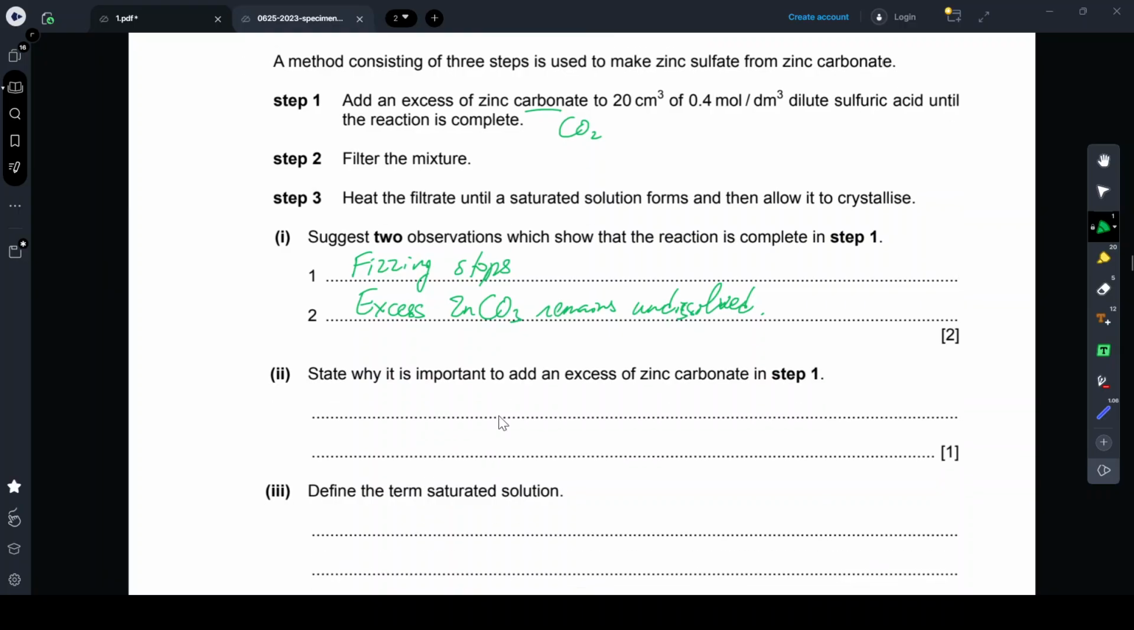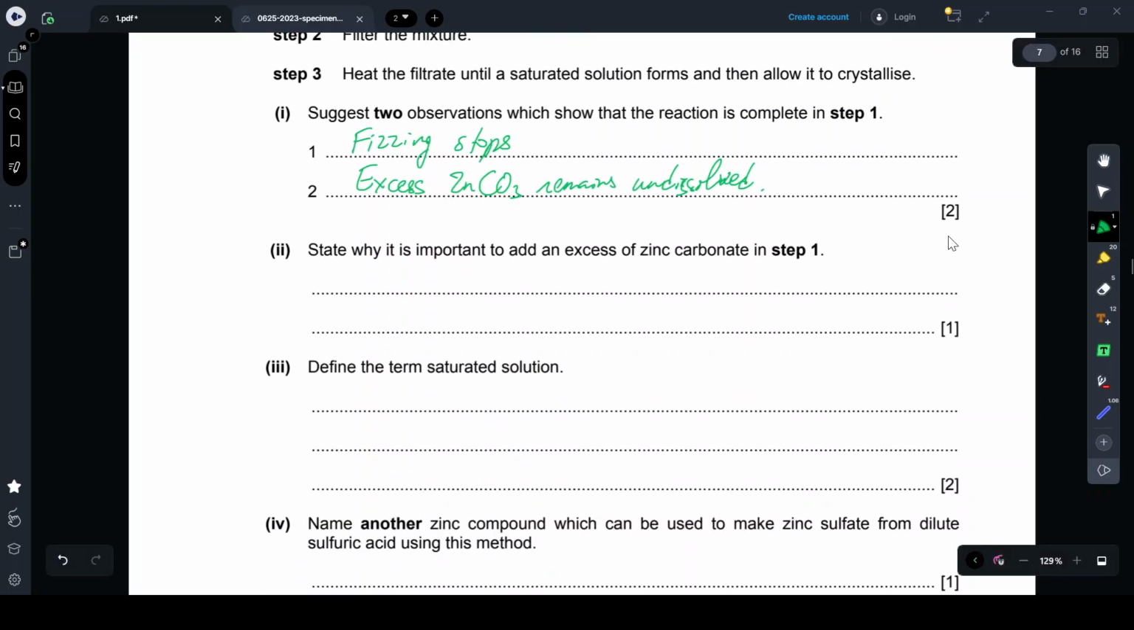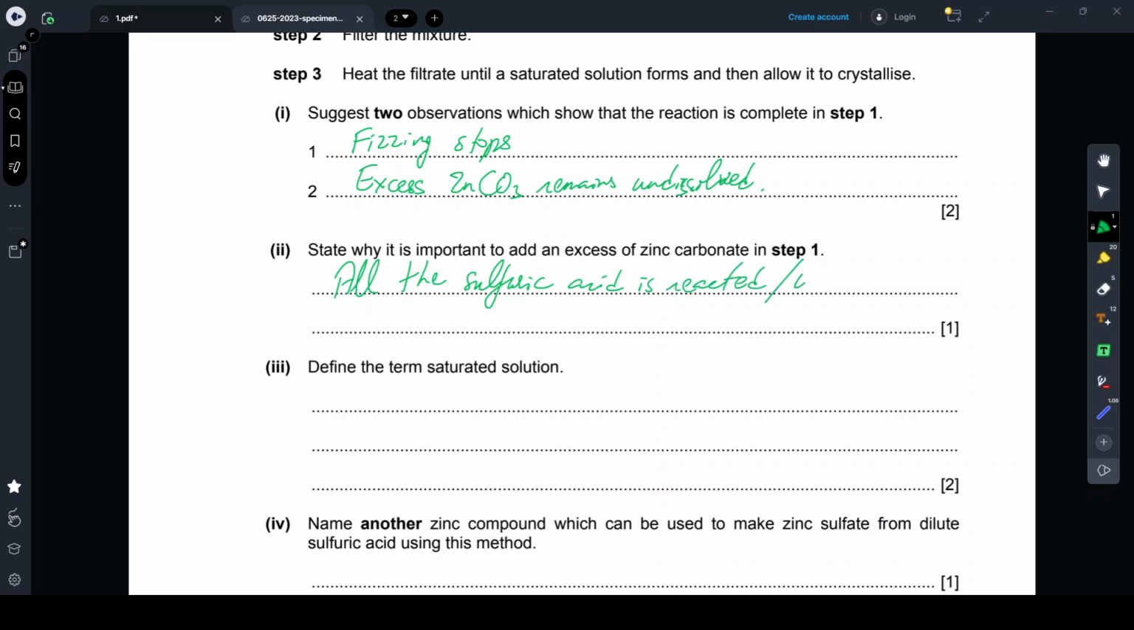Alright, state why it is important to add an excess of zinc carbonate in step 1. So the acid neutralizes. It's not a neutralization reaction. So that all of the sulfuric acid has reacted. Good. Or you could say used up.